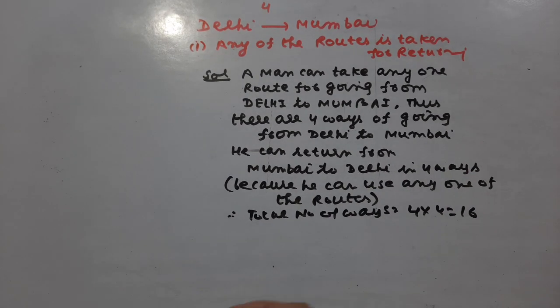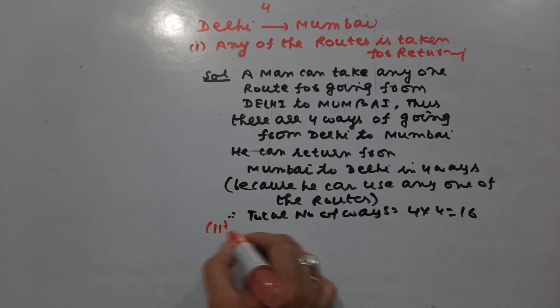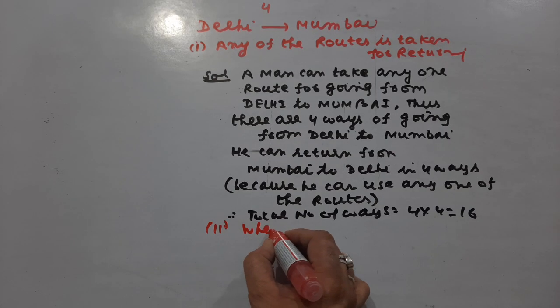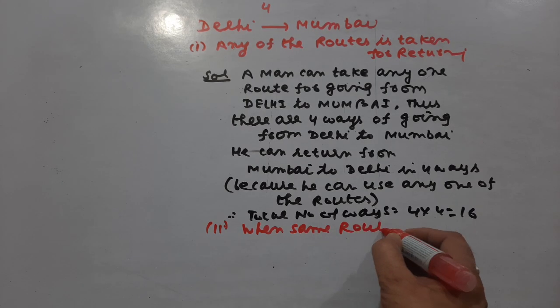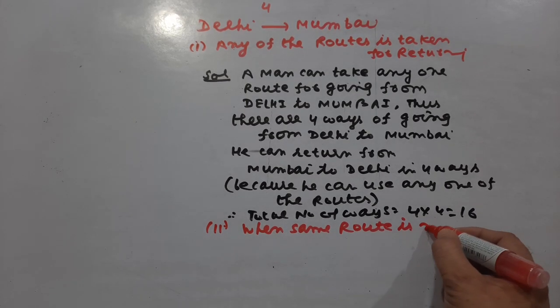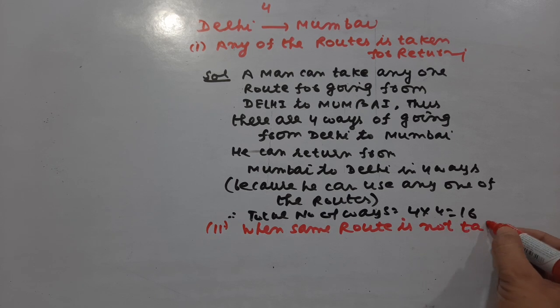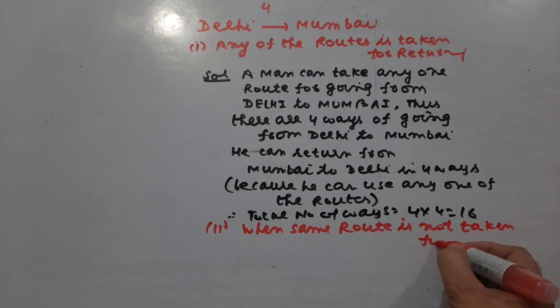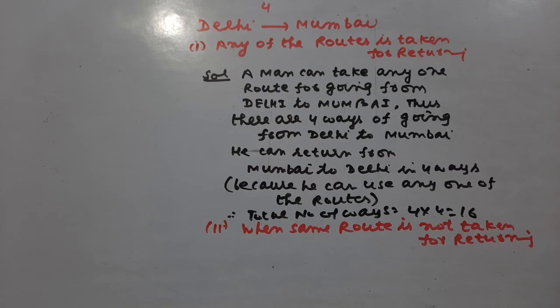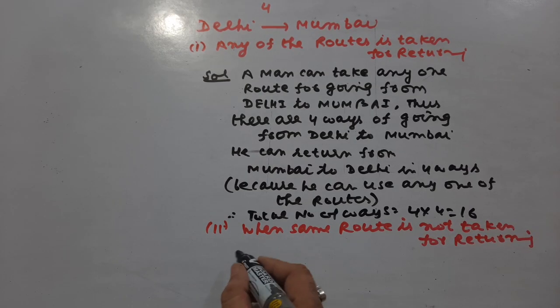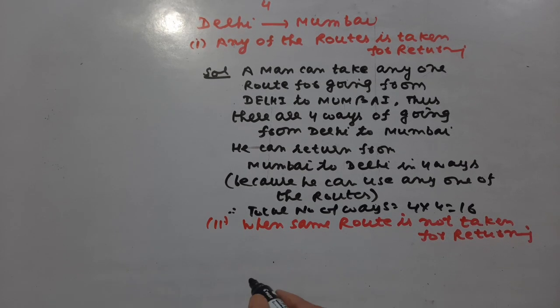Now second case is when same route is not taken for returning. मतलब ये है इसका कि जिस रूट से आप गए हो वो रूट आपने वापस आने के लिए यूज़ नहीं करना है. So in this we write in the same way.